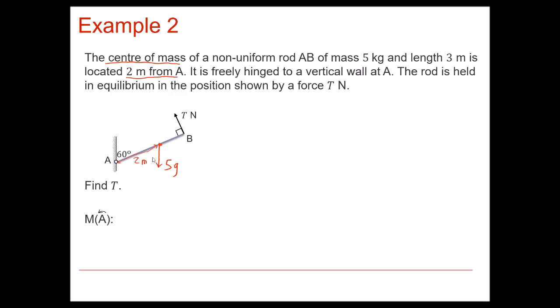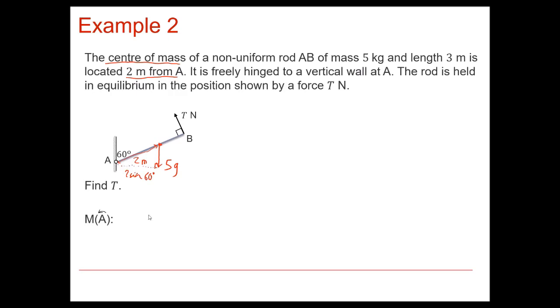But of course, at some point we're going to need to think about the component of the 5G. If I think about what was method 1 earlier, think about this perpendicular distance, which will be 2 sine 60. That's the distance that we're going to be using along with this 5G to work out the moment of that force. T is acting perpendicular to the rod, so we don't need to worry about any components there when it comes to working out the moment.